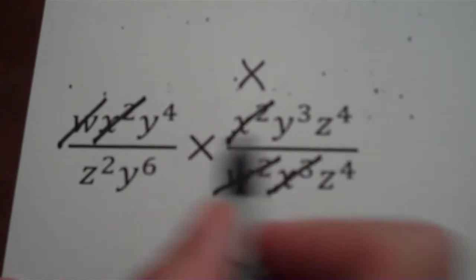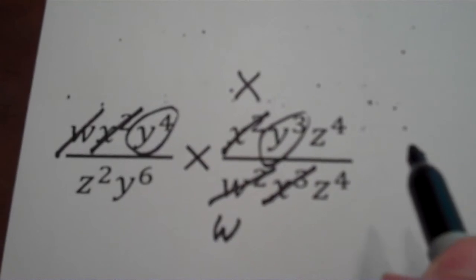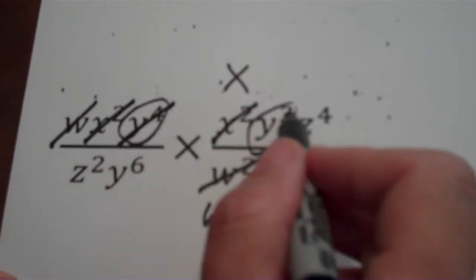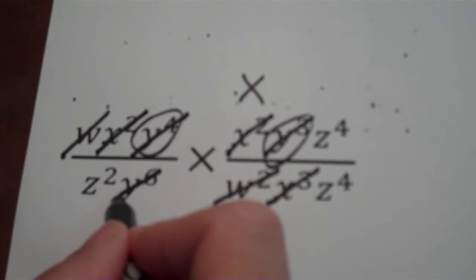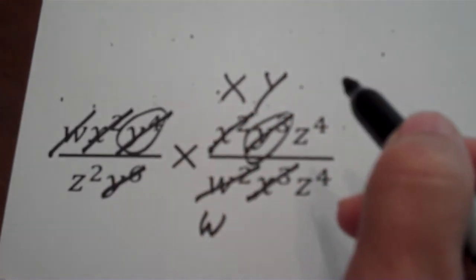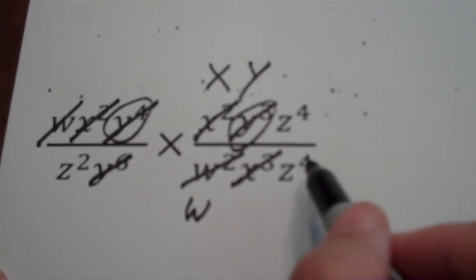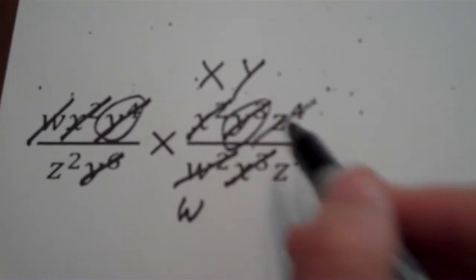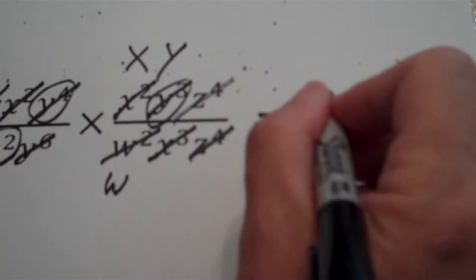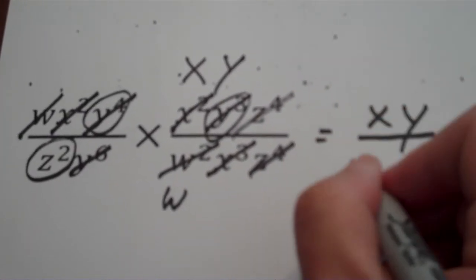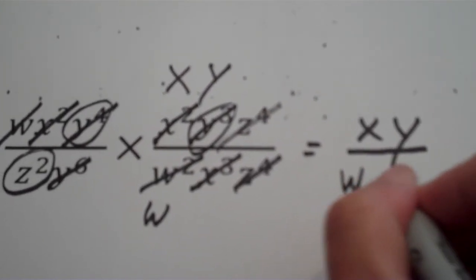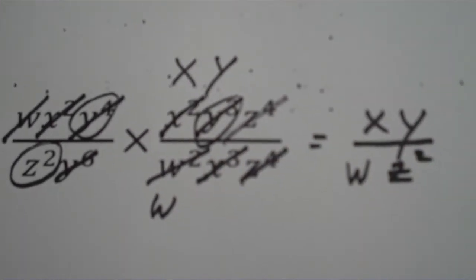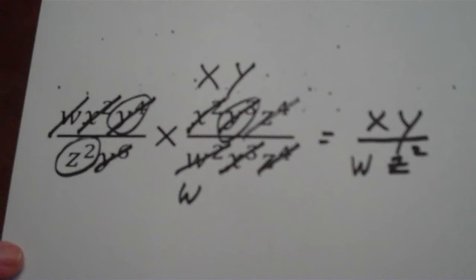How about the Y's? I've got 4 here, 3 here, so 7 Y's altogether on the top. I only have 6 on the bottom, so I'll be left with a Y over on the top. Finally, the Z's are a little bit easier. I want you to notice that these are exactly identical. I've got 4 on the top, 4 on the bottom, so I'm done. But I do have these 2 Z's left over. So what's my answer? Well, all I'm left with on the top is an X times a Y. On the bottom, I am going to put it in alphabetical order always. I have a W and 2 Z's left over, and I'm done. Oh my gosh, is the algebra easier or what?